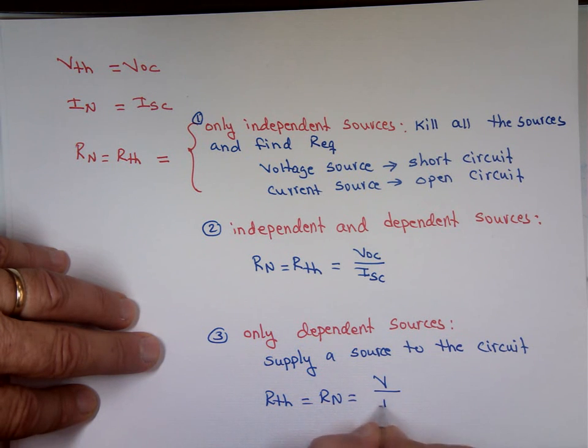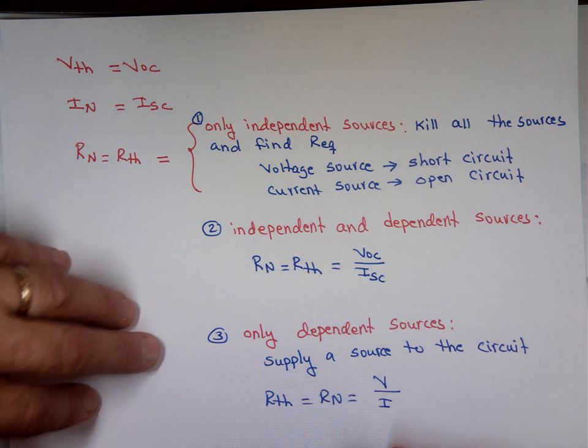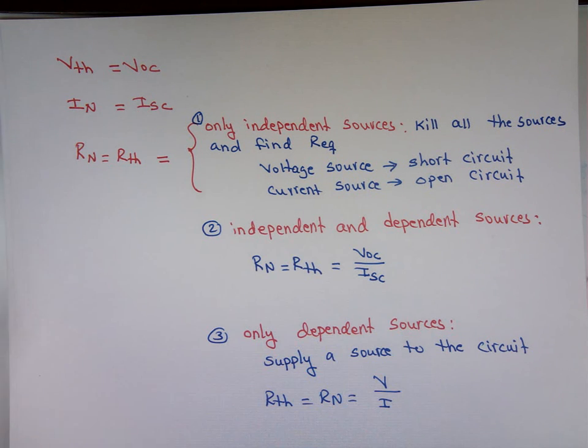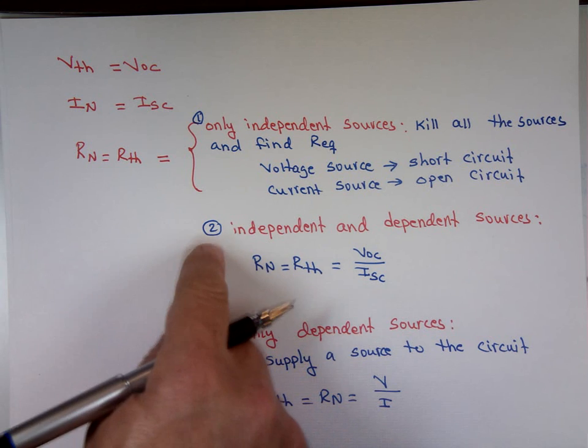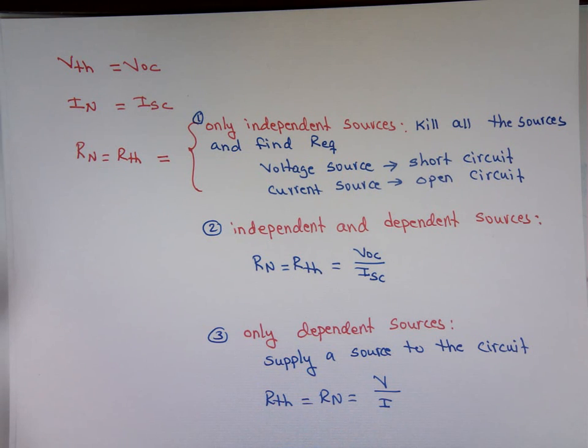You'll get to see all these cases. We just did case number one, when you only have independent sources. Now let's look at case number two, when you have independent and dependent sources. Then we'll look at case number three, when you only have dependent sources. Thank you. So let me take an example.